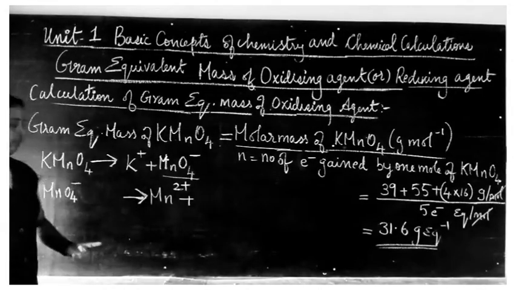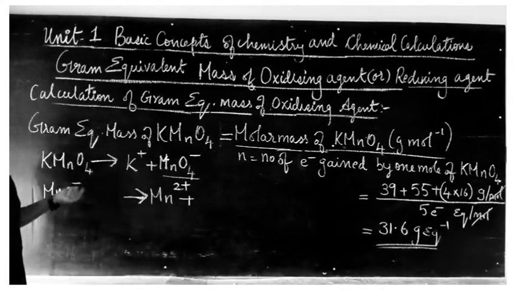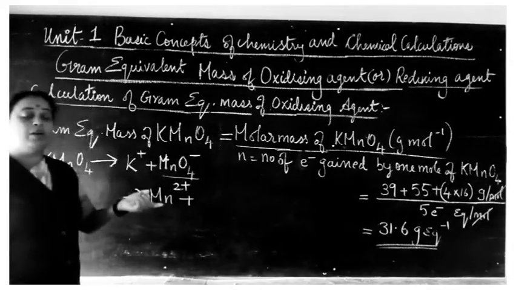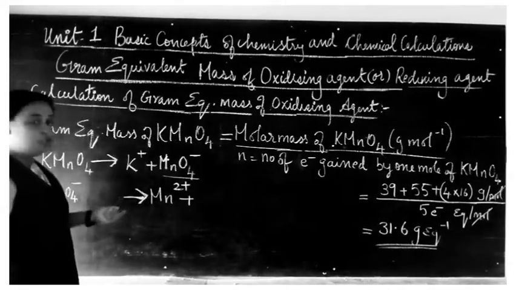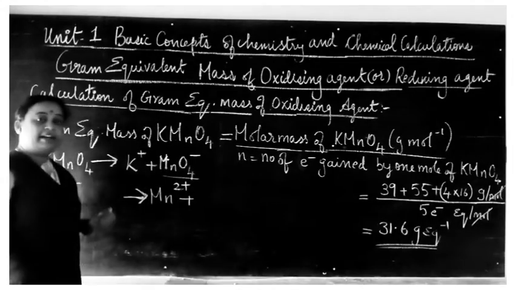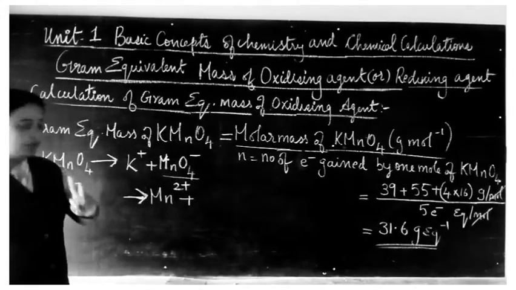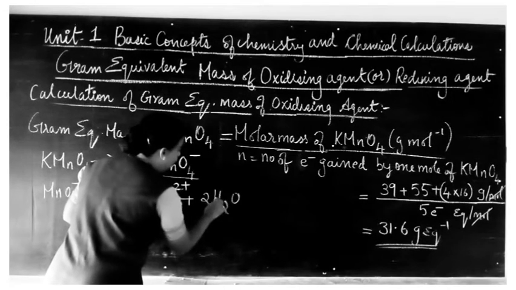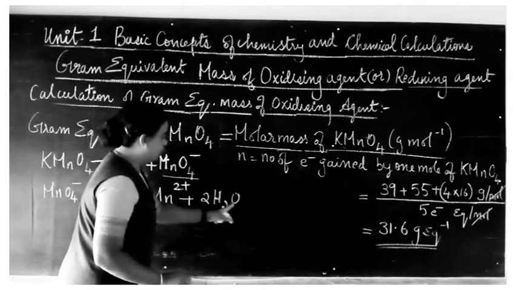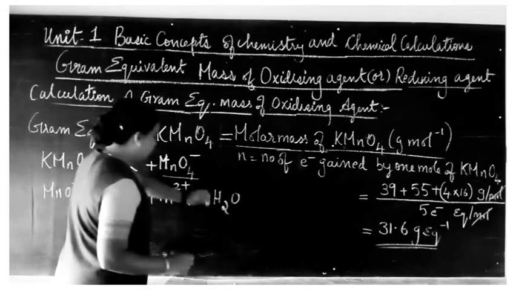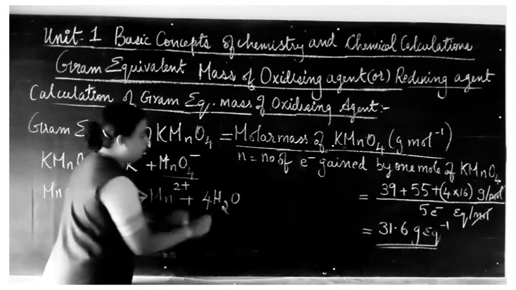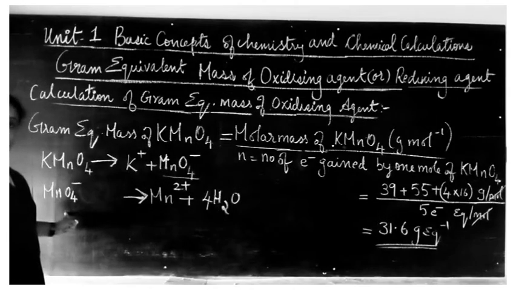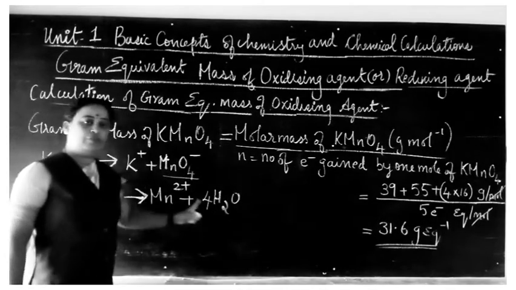So how do we write it? We cannot write oxygen atoms directly here, so we write them in the form of water molecules. So 4 oxygen will be contained in how many water molecules? 2 water molecules? No, 2H2O means only 2 oxygen atoms, it's not 4. 4H2O, 4 water molecules contain 4 oxygen atoms.